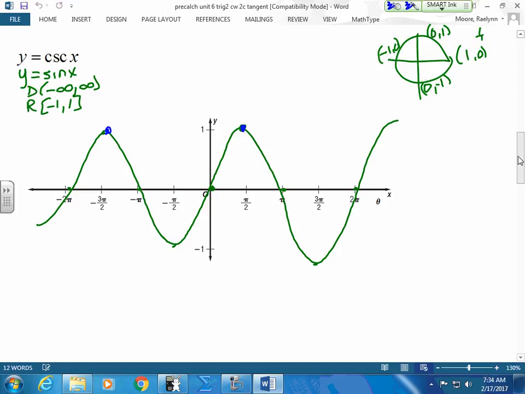So at my 30, my sine of 30 was 1/2. So my cosecant of 30 should be what? 2 over 1 should be 2. Agree? So here's my 30. It is going to be up here at the 2. Agree?